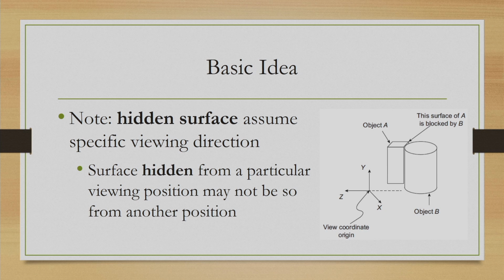So, in case of hidden surface, we are assuming a specific viewing direction, because a surface hidden from a particular viewing position may not be so if we are looking at it from another direction. So, with respect to viewing position only, we can determine whether a surface or an object is hidden or not.